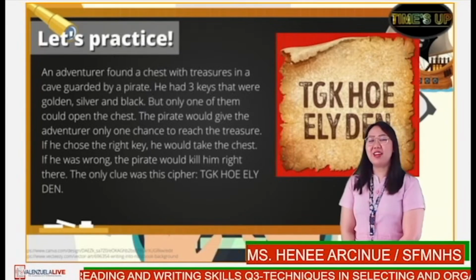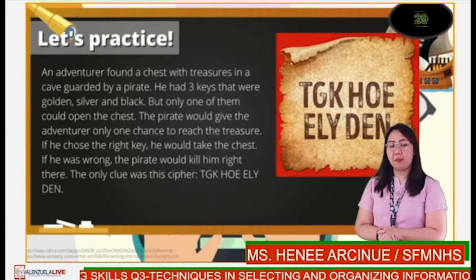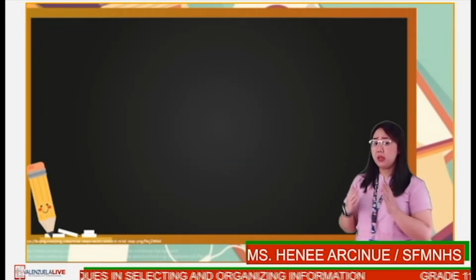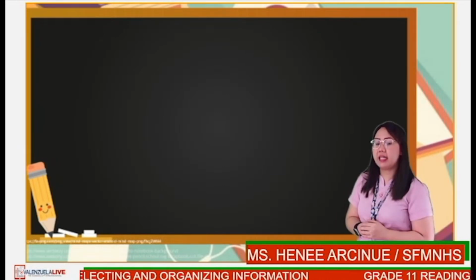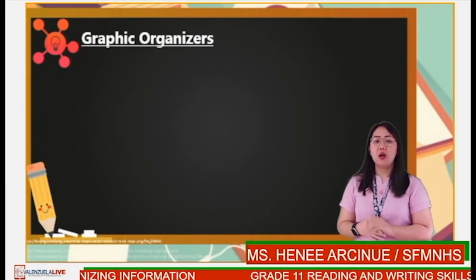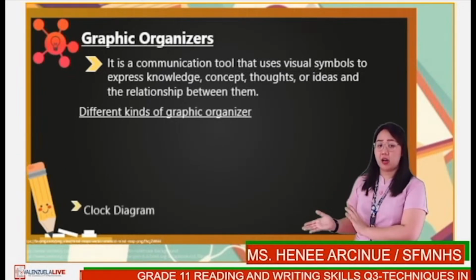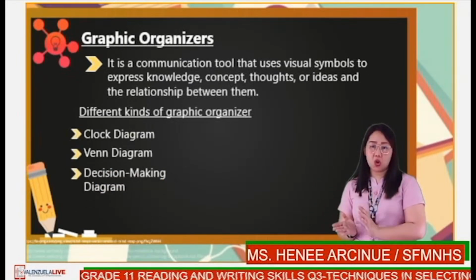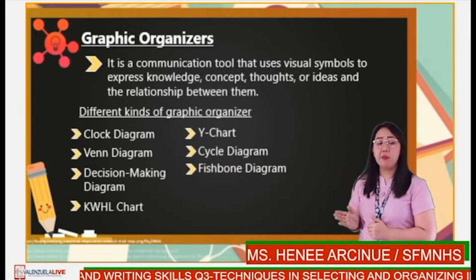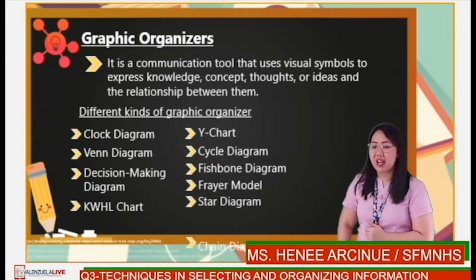Alright, very good students. The golden key is the answer. After doing brainstorming, you can now create a graphic organizer that will help you achieve a much clearer idea. We have here different kinds of graphic organizer: block diagram, Venn diagram, decision-making diagram, KWHL chart, Y chart, cycle diagram, fishbone diagram, Fryer model, star diagram, and chain diagram.